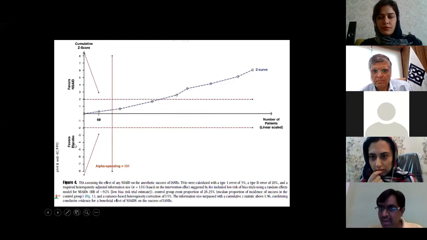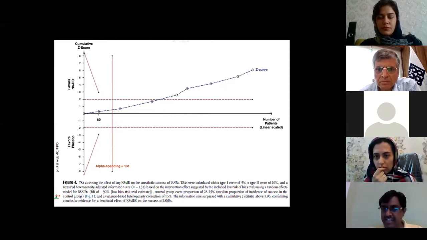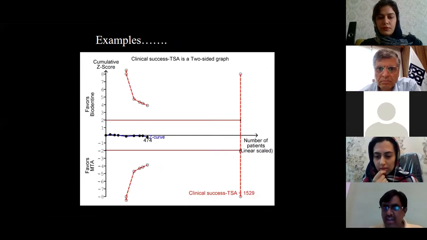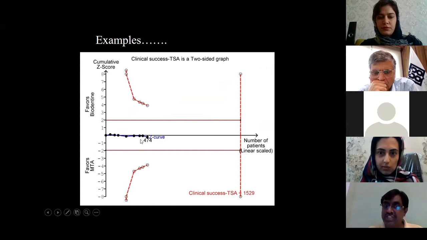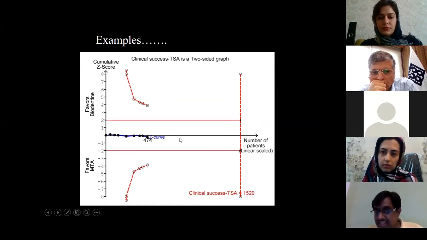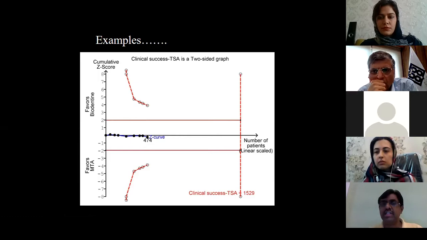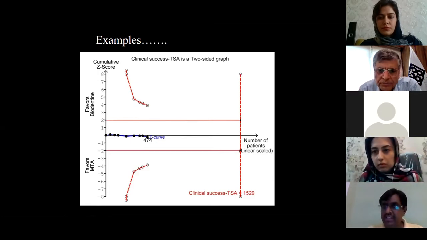You got the point now, right? So this is the take-home message from trial sequential analysis. If you see this slide, what is my conclusion? The number of samples is only 474, whereas I need more samples to get my results to be positive or favoring the results of my meta-analysis. You got the point? This is the take-home message from trial sequential analysis.